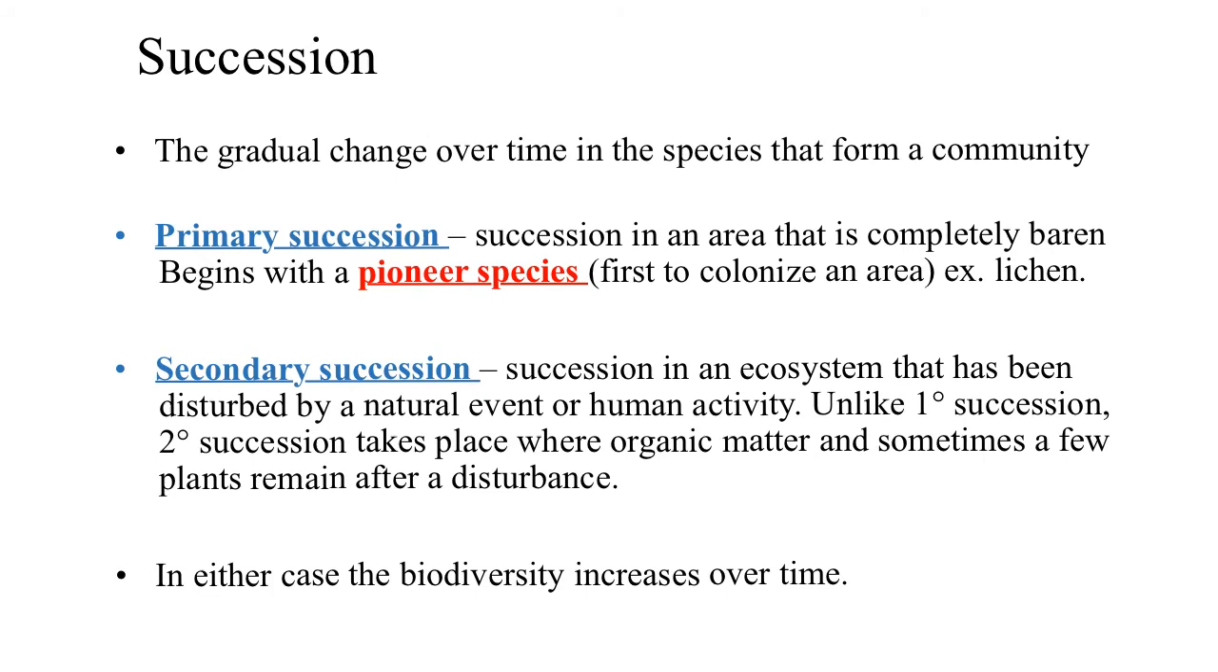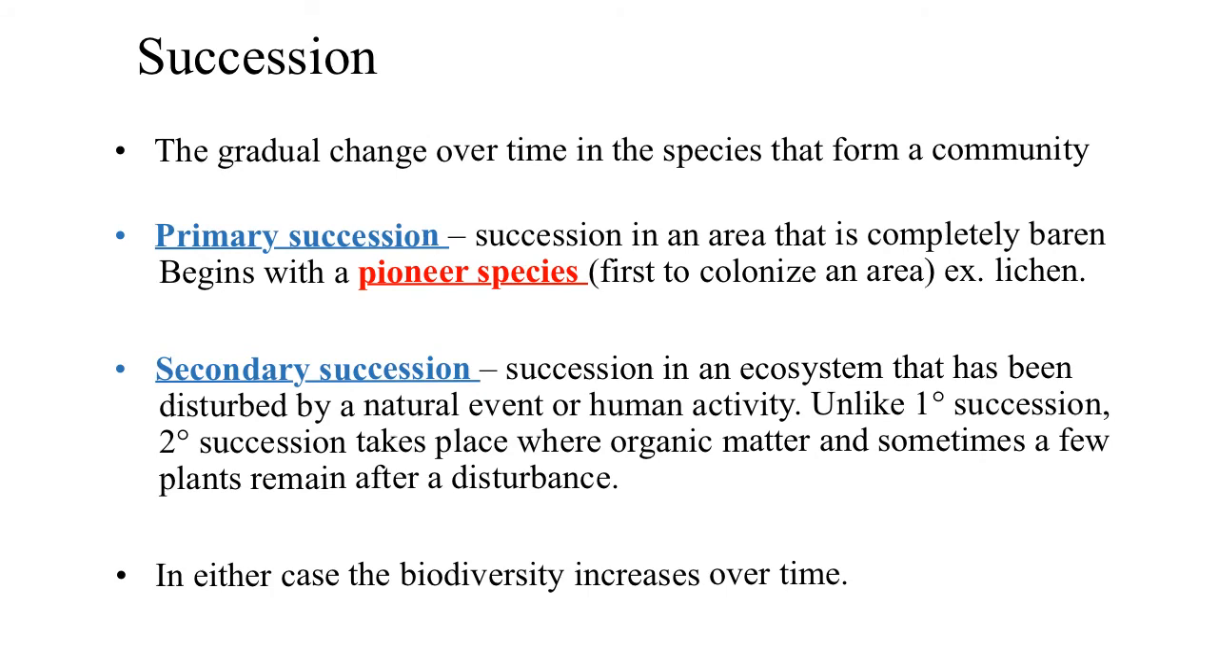So, over time, you'll get more plants, more animals, more insects, more biodiversity in a species. And so that's kind of how I understand succession. There's two different types of succession. There's something called primary succession, which is where that biodiversity is increasing in an area that is completely barren. Like there's nothing there. It's rock, and that's it.